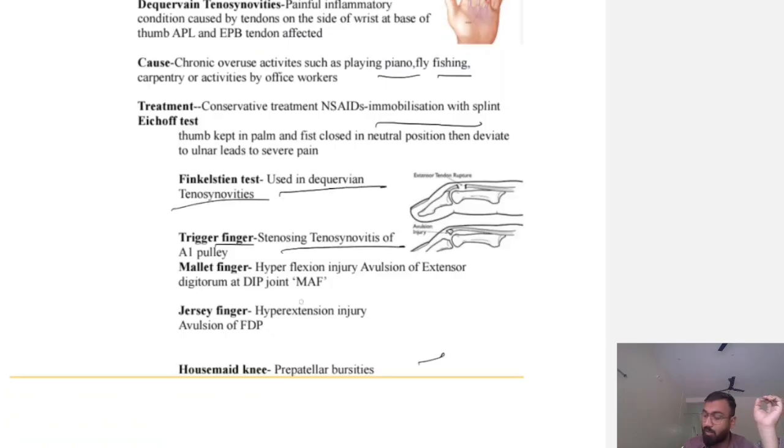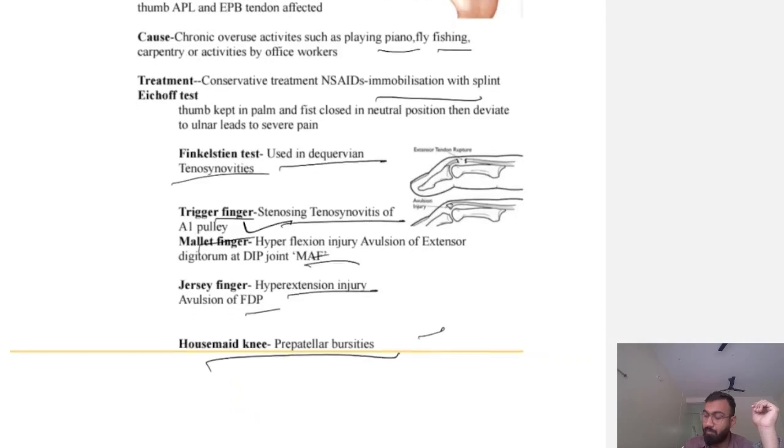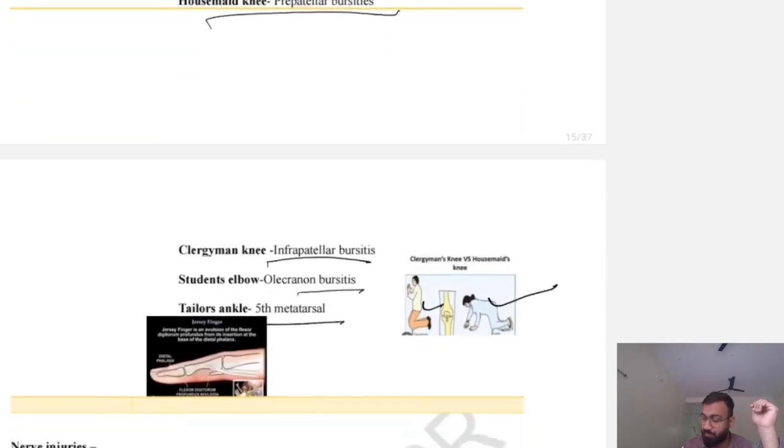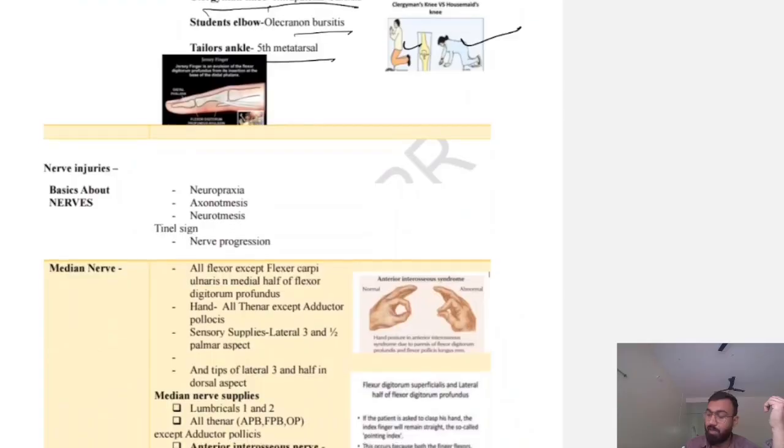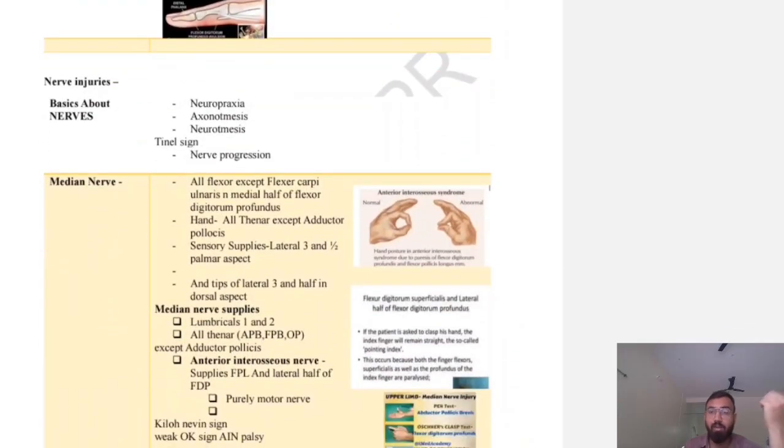Trigger finger, tenosynovitis of the A1 pulley. Mallet finger is hyperflexion, MAF. Jersey finger is a hyperextension injury, avulsion of FDP. Housemaid knee is prepatellar bursitis. Clergyman knee, I have explained to you, is infrapatellar. Student elbow is olecranon bursitis. Tailor's ankle is the fifth metatarsal. Okay, so this is the end of regional conditions of ortho.